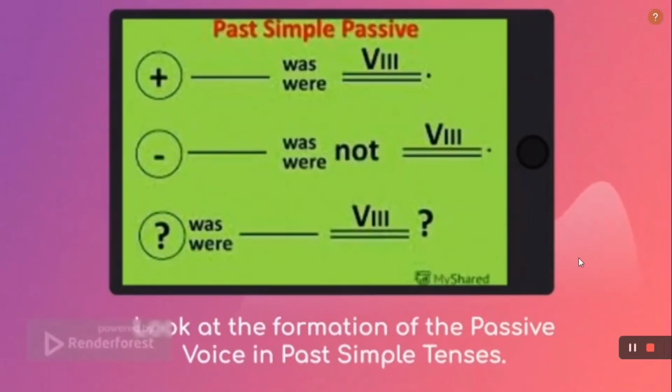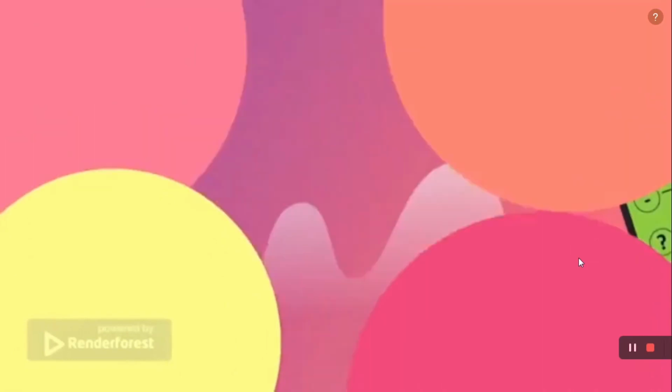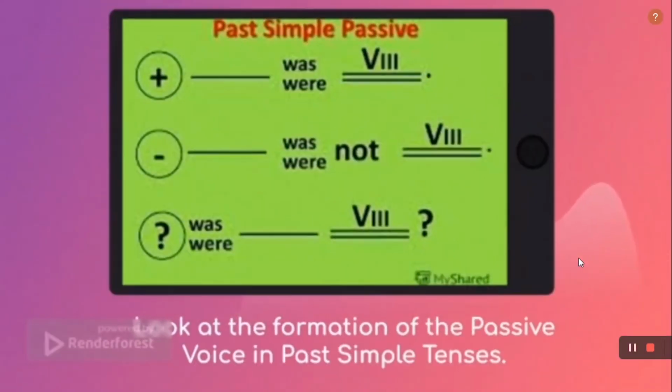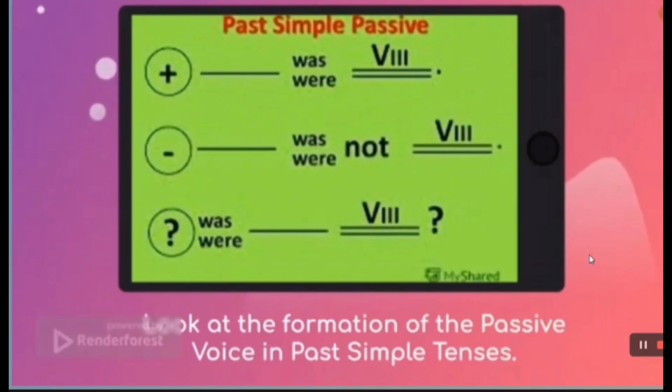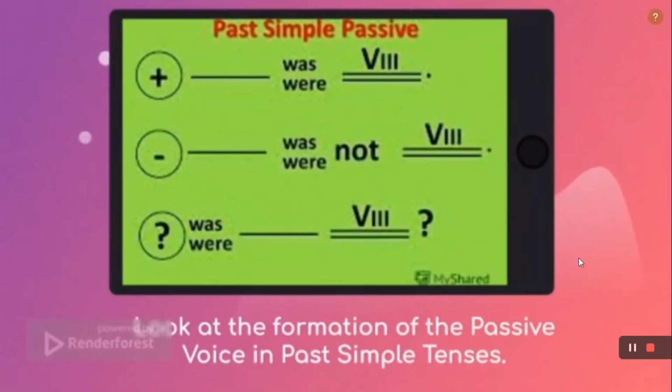Now look at the formation of the passive voice in past simple tense. Affirmative sentence: subject plus was/were plus verb past participle. Negative sentence: subject plus was/were plus not plus verb past participle. And interrogative sentence: was/were plus subject plus verb past participle.